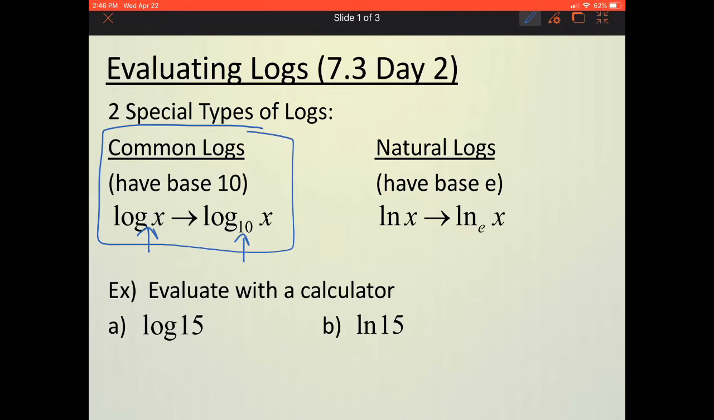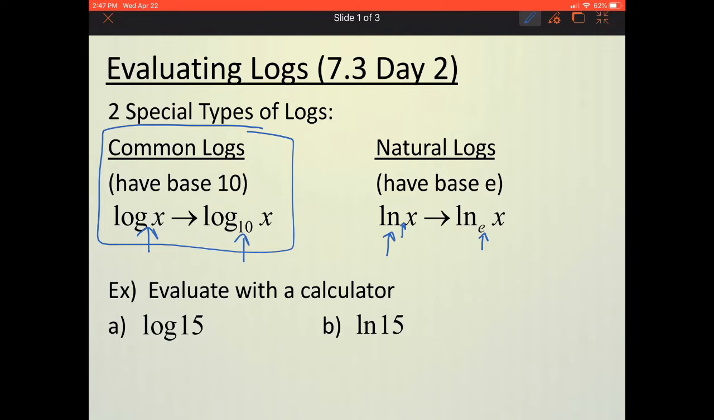There is another log we use often, which is called a natural log. A natural log isn't written as log, L-O-G, it is instead written as natural log, or LN. Okay, it's not a 1 and it's not an I, it's an L, so LN. So this natural log, again, does not have a base number written here. It automatically is base E. So when you see a natural log, it will not have a base number written ever. Its base is always E.